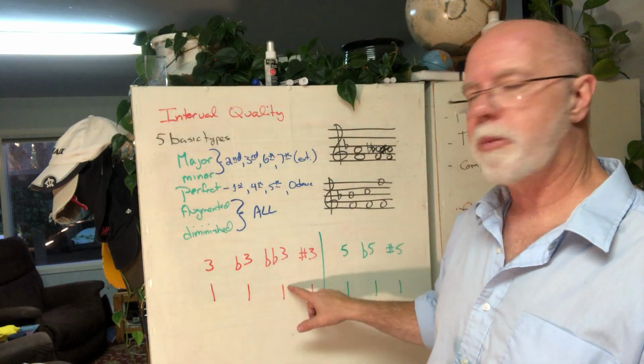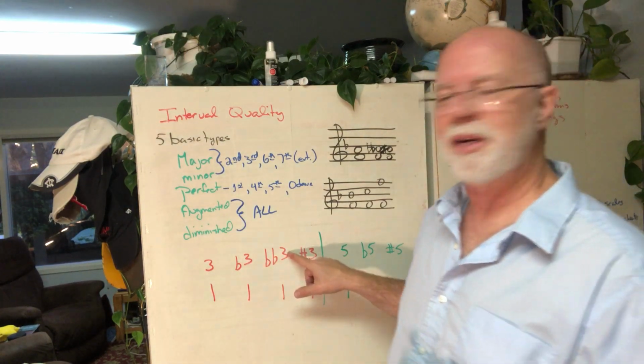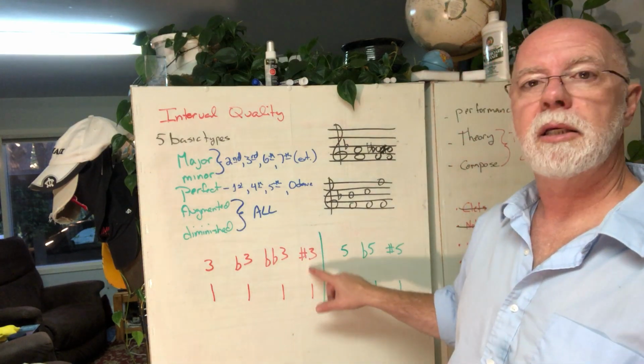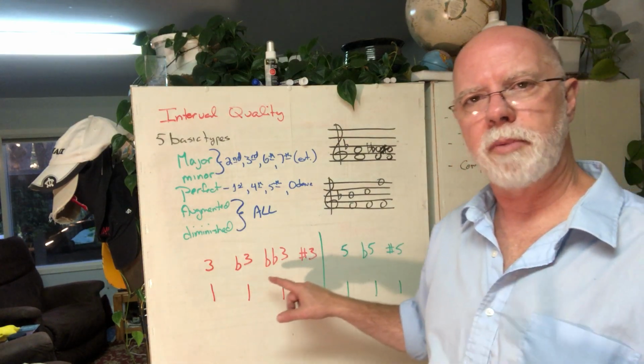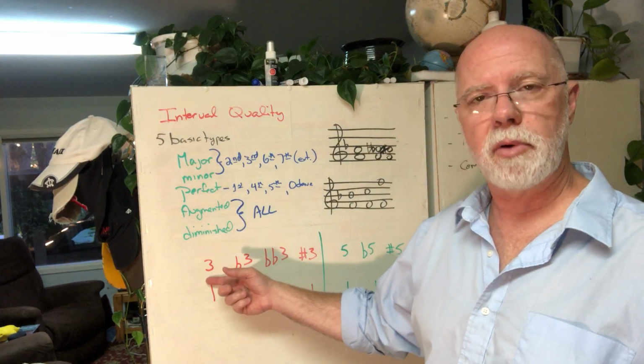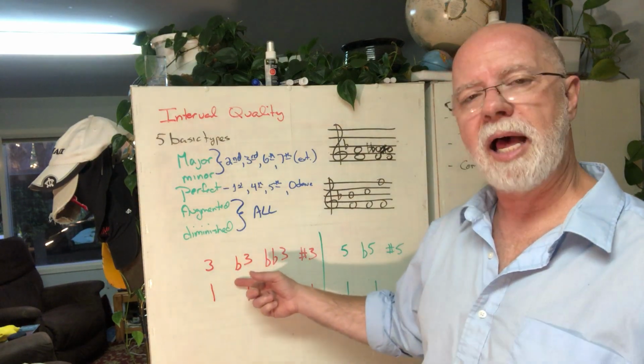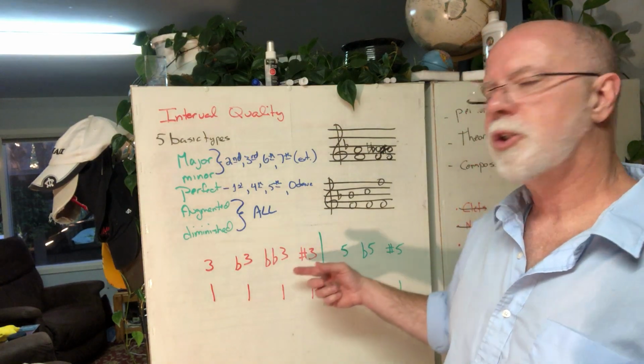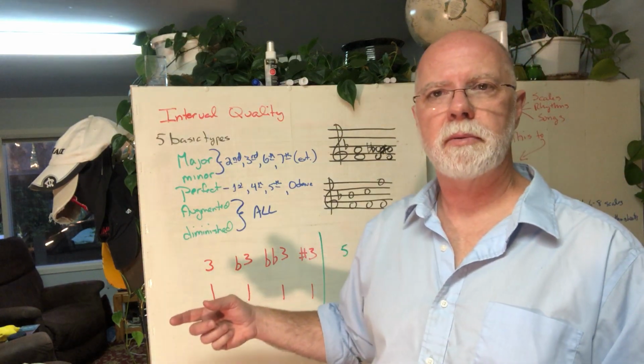Okay. What about C, D to E double flat? Okay, well then that's a diminished third. What about C, D to E sharp? We call that an augmented third. So a 1 to 3 is a major, flat 3 minor, doubly flat third is diminished, okay? Sharp third is augmented.